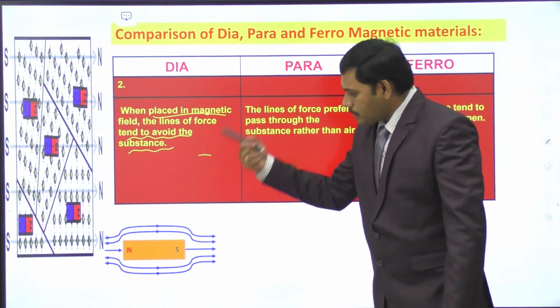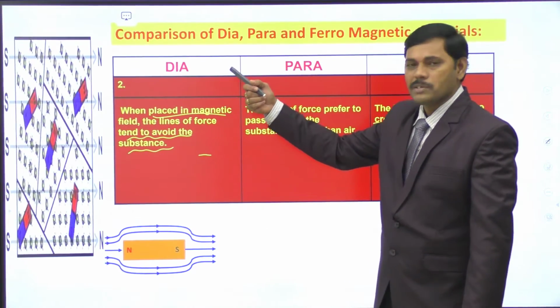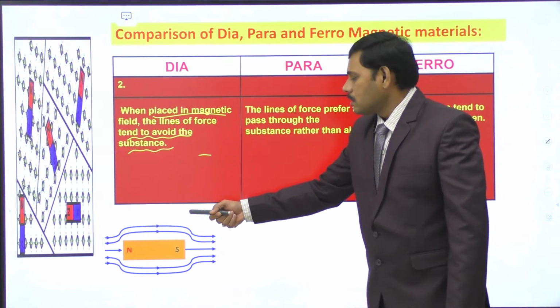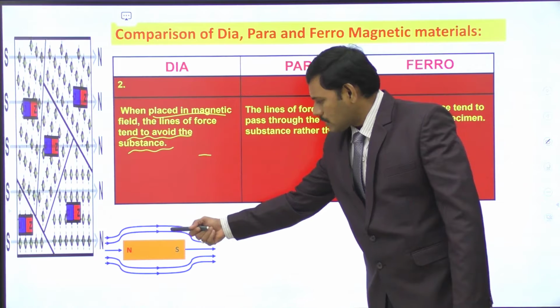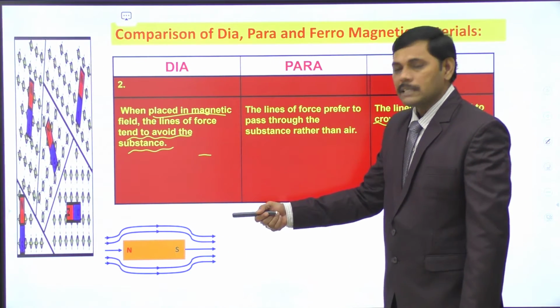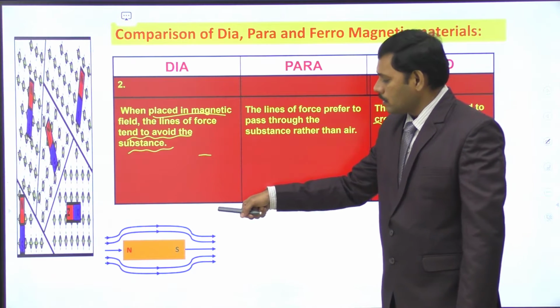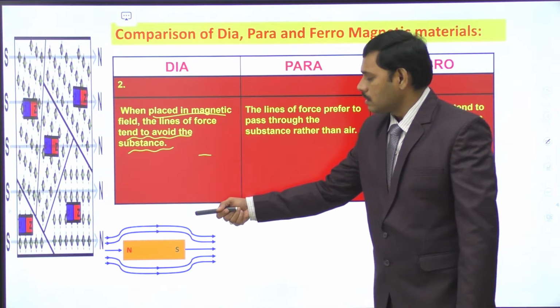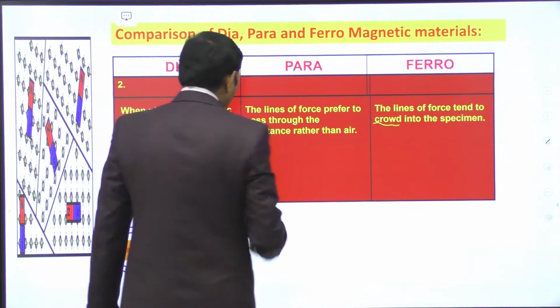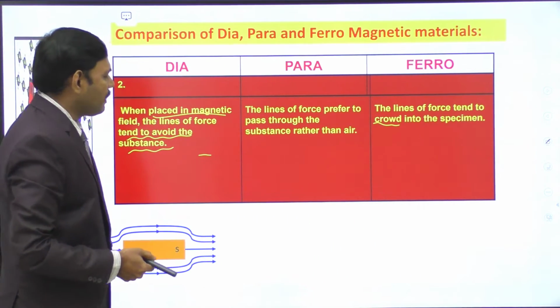Because of the magnetism induced inside the diamagnetic substance, it repels the applied magnetism. So according to the definition I explained, with this example we are now able to understand the first property. Because magnetism is induced opposite to the applied field, magnetic field lines avoid the diamagnetic substance and move outside. So let us see how the magnetic lines pass in paramagnetism.